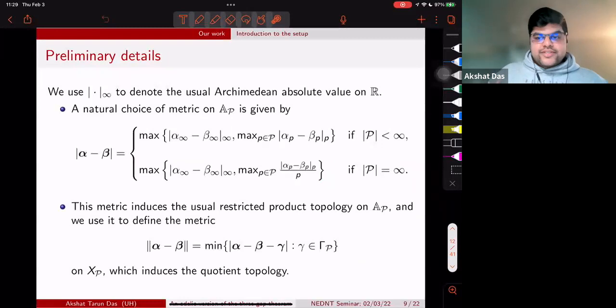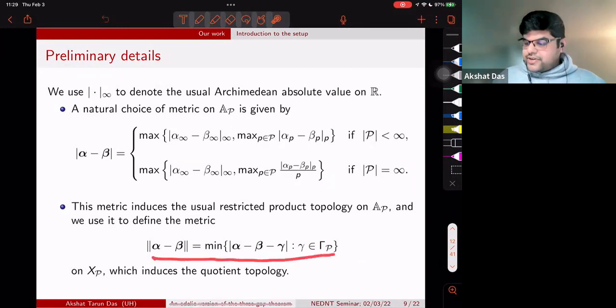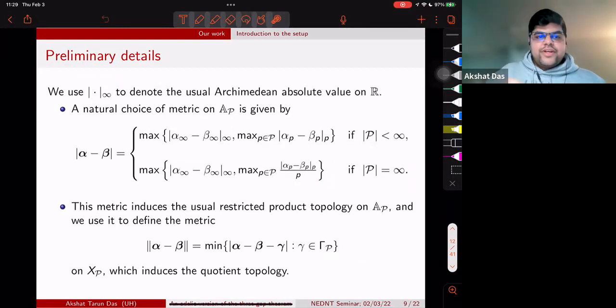Using this, we can go ahead and define a metric on the adelic torus, which is defined as follows. We will take the minimum over all the elements of gamma_P.